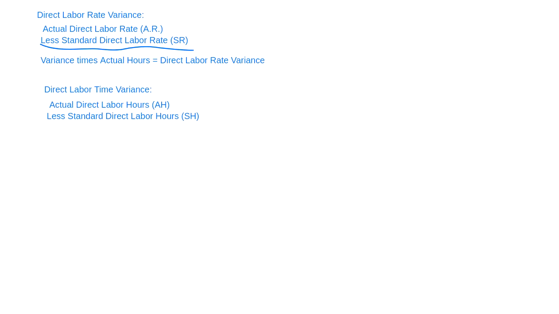The difference between these is the variance, and we're going to multiply that by the standard direct labor rate. That will give you the direct labor time variance. So the variance times the standard direct labor rate is going to give you the direct labor time variance. And just like before, we might want to note that the standard direct labor hours sometimes are not given to you, sometimes they are.